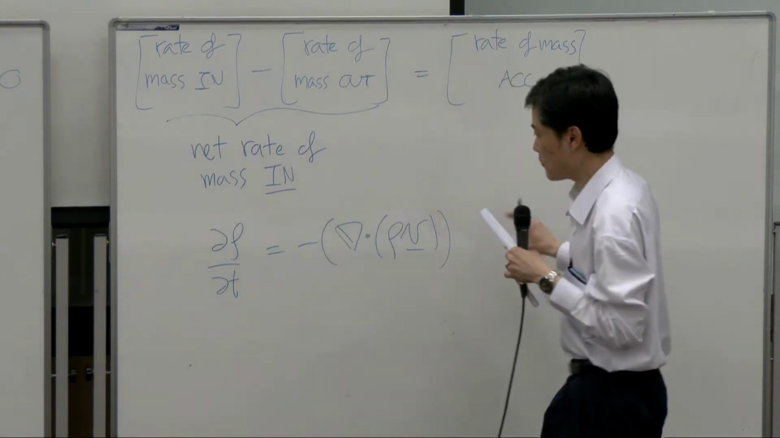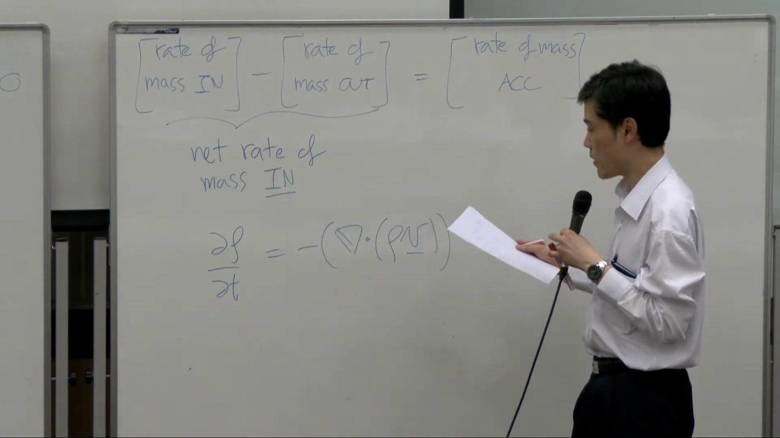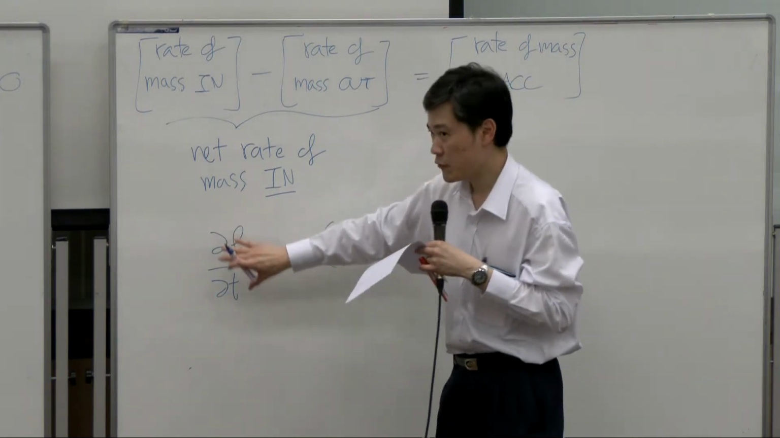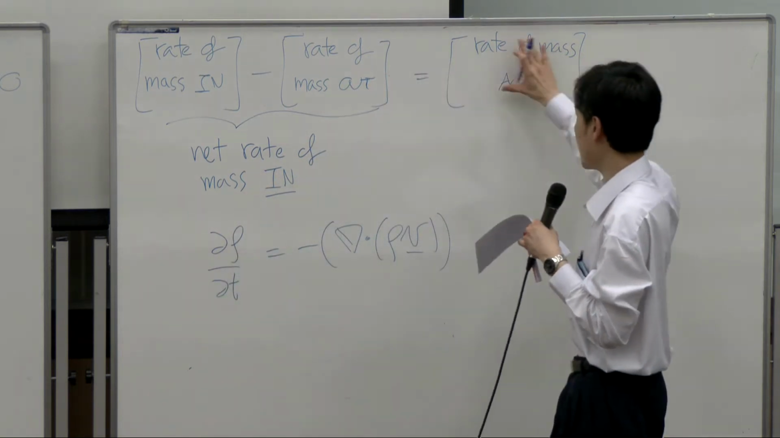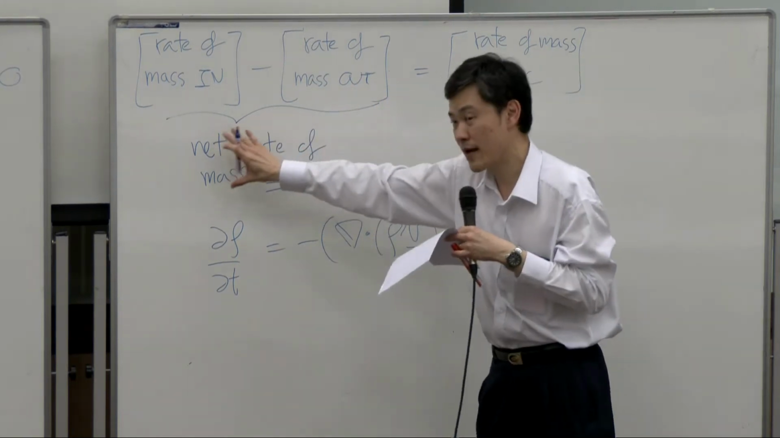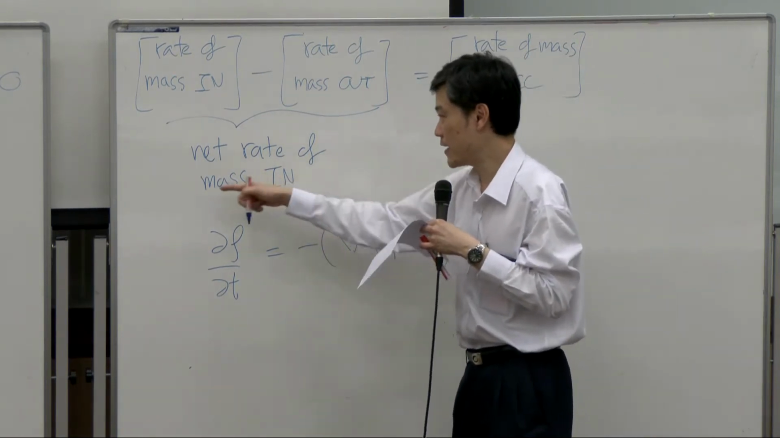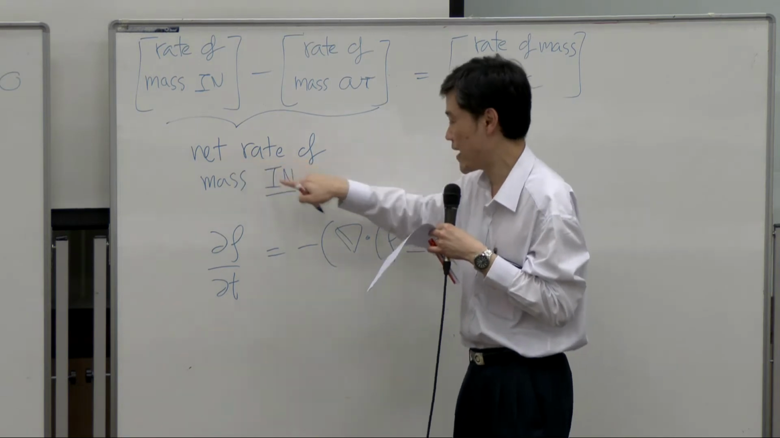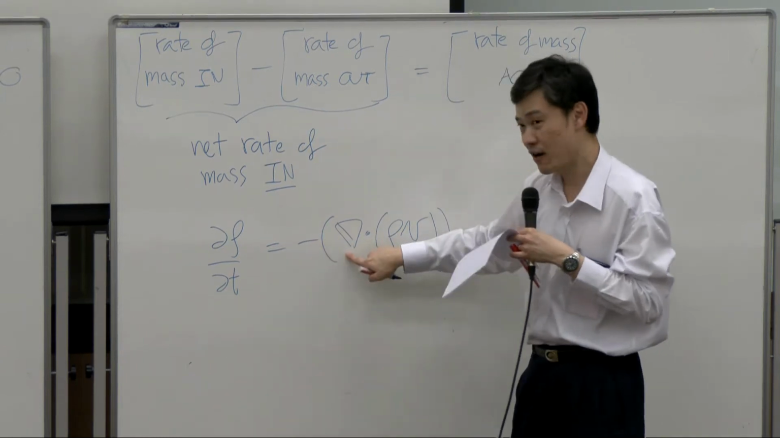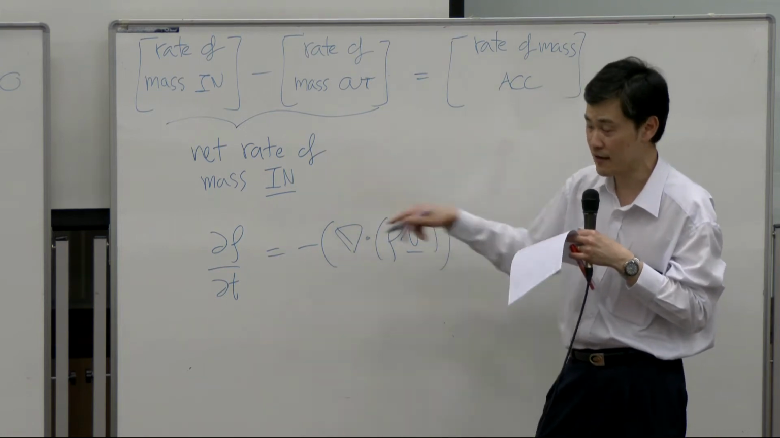I'm not going through all this again. This was already derived in chapter 3 in the momentum transport session. I just want to say that this part is a change with respect to time, so it corresponds to the rate of accumulation. And this term is basically the net rate of mass in. Notice that whenever we emphasize the net rate of mass in, it is always related to minus del dot something. This something is whatever is going into the system.